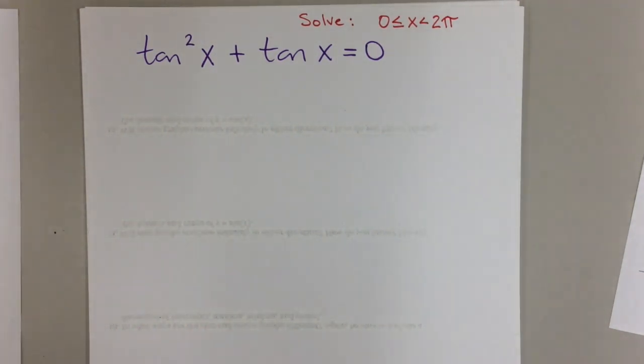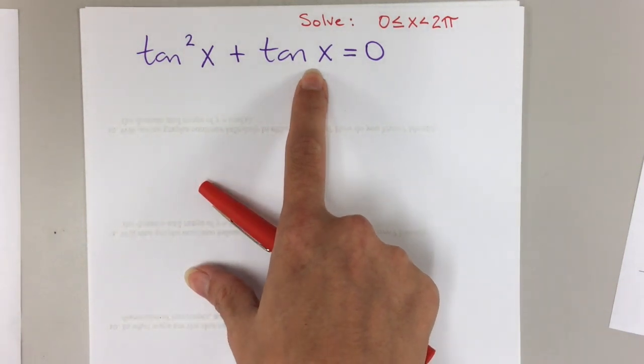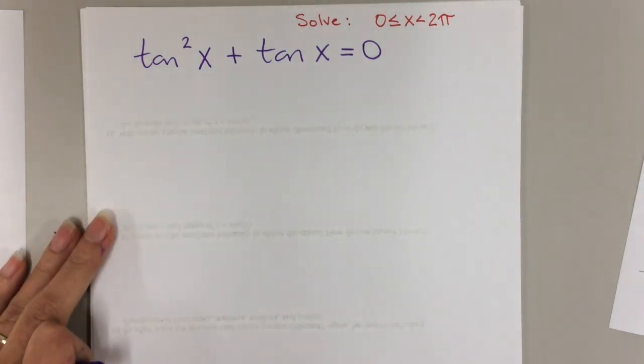Okay, this is Miss Robertson, and we're going to do another example for solving trig equations. Here is an example where you're going to need to factor. Notice we have a squared term and a linear term, or single term, here. So we're going to look and see if there's something common that can be factored out.